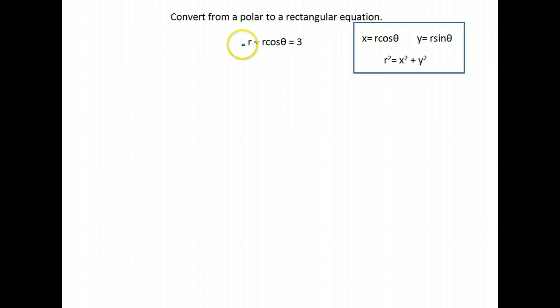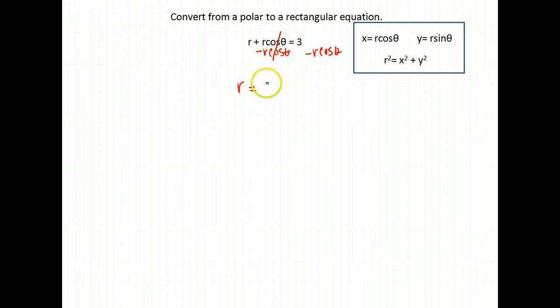If I tried to multiply everything by cosine or sine, then I would get a mixture here and wouldn't have the r that I need. So instead, when I have something like this, I could square both sides of the equation. But before that, I probably want to go ahead and subtract this r cosine theta to the other side.